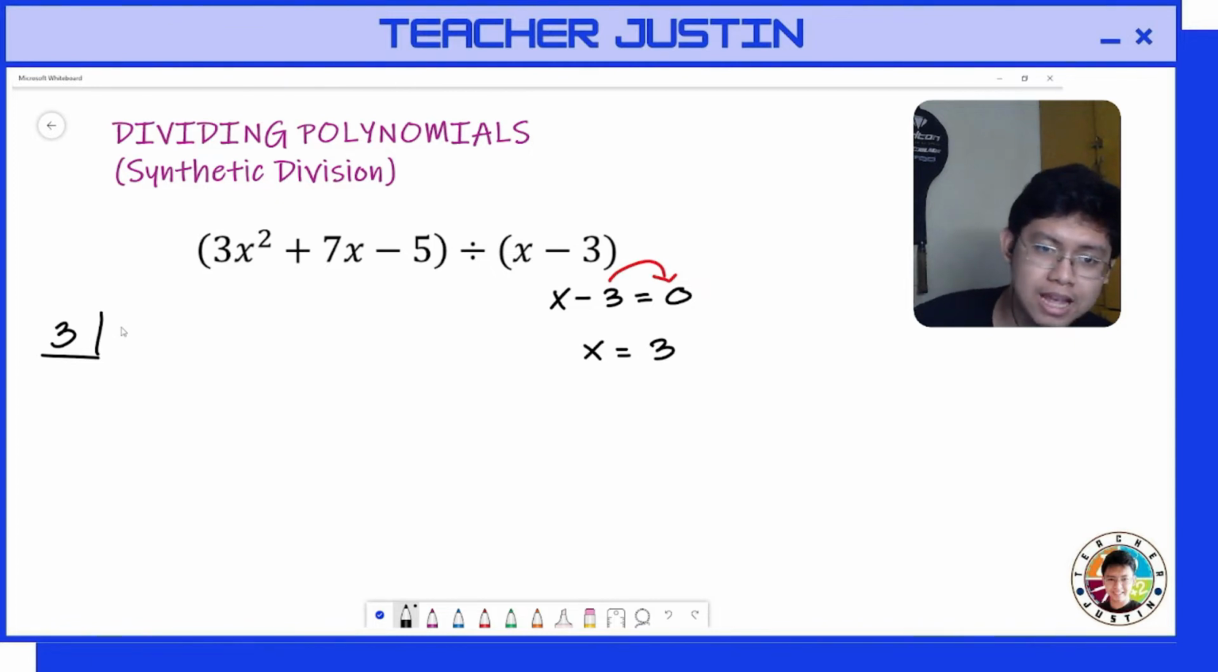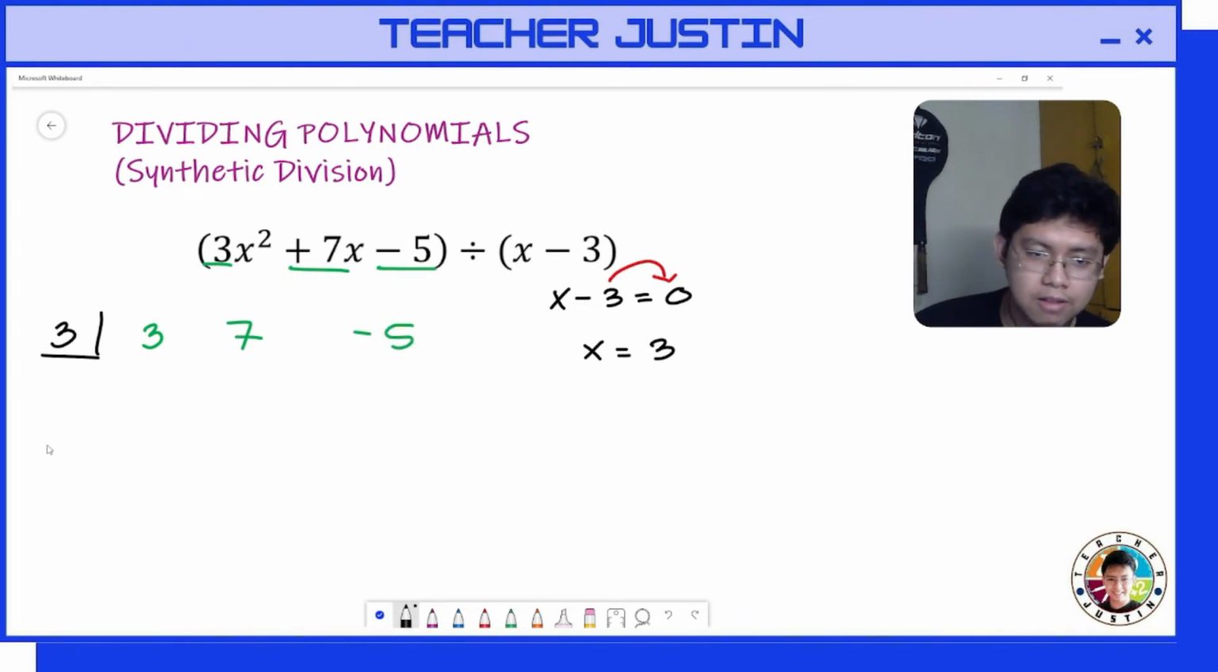For our dividend, we will copy the coefficients of our polynomial 3x squared plus 7x minus 5. So our first term is 3, our second term is 7, and our third term is negative 5.